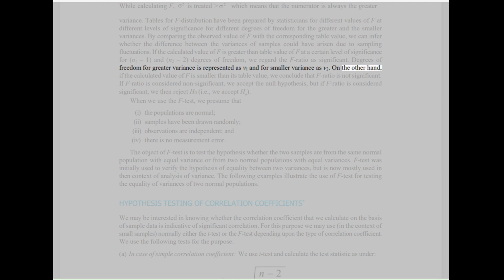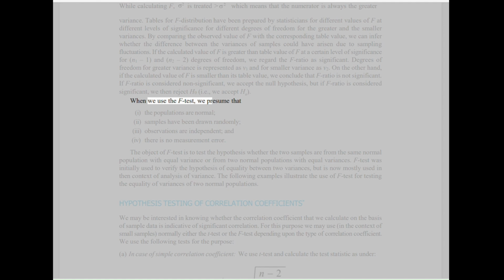On the other hand, if the calculated value of F is smaller than its table value, we conclude that the F ratio is not significant. If the F ratio is considered non-significant, we accept the null hypothesis, but if the F ratio is considered significant, we then reject H0, i.e., we accept Ha.